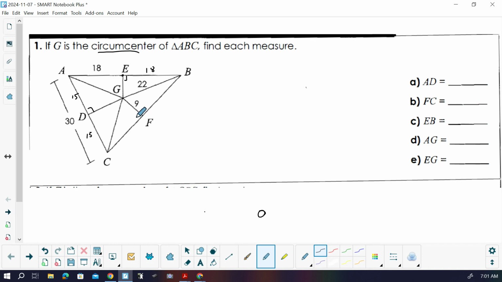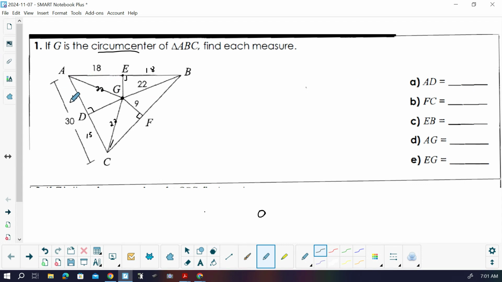That's 9. We don't have either one of these, but this is 22. Now this is another thing about a circumcenter: it's the same distance away from each of the vertices. So that means this line here is also 22, and this one here is also 22. Okay? So now let's see which ones we can answer simply and easily.